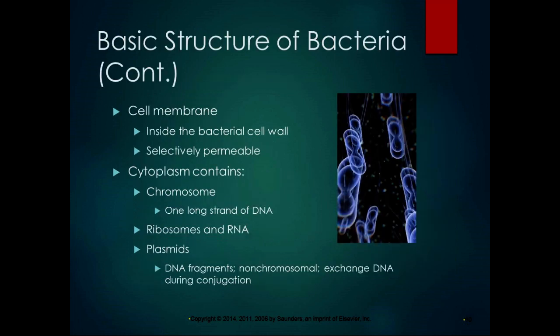So the cell membrane is inside the cell wall. It's selectively permeable like our cell membranes, and the cytoplasm contains one long strand of DNA. So instead of having a bunch of chromosomes like we do, they have one long strand of it. It also contains ribosomes and RNA, so it can translate that DNA into proteins. And then it has those plasmids, which are DNA fragments not attached to the chromosome, and they are exchanged during conjugation with other bacteria. And often that's where the antibiotic resistance comes from.